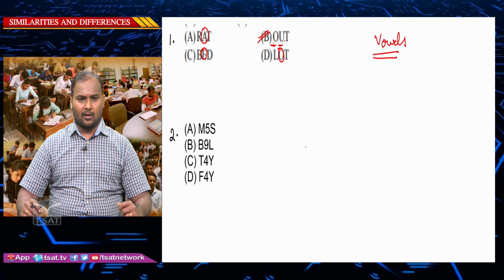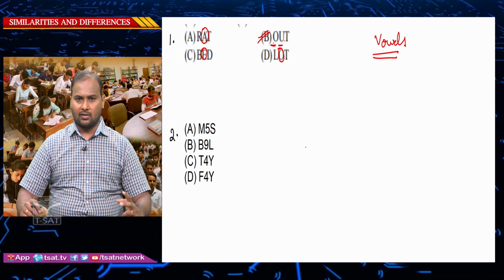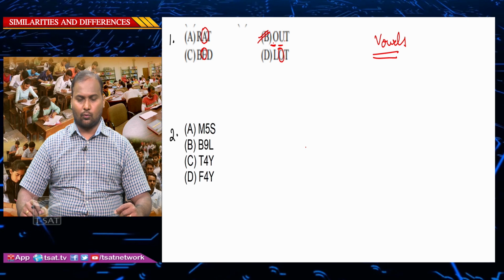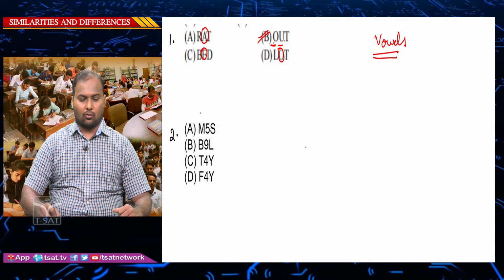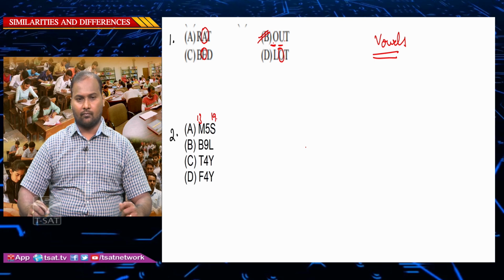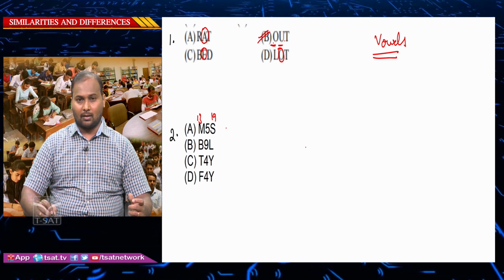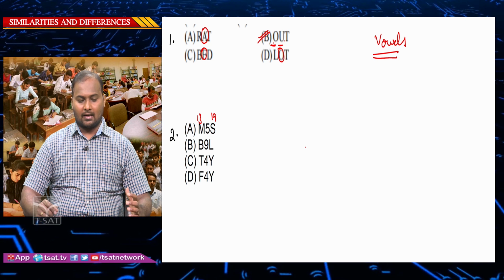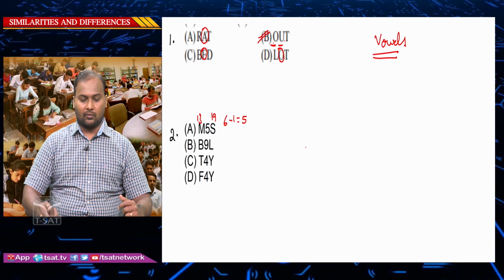If you see this question: M5S, B912, T4Y and F4Y. Both letters and numbers are involved. Whenever both numbers and letters are involved, always try to check the gap between them. In coding and decoding, we already said that M becomes 13 and S becomes 19. If you see the difference between M and S, there are only 5 letters between them. M is 13 and S is 19, and 19 minus 13 becomes 6. So, 6 minus 1 equals 5. So, you are having 5.